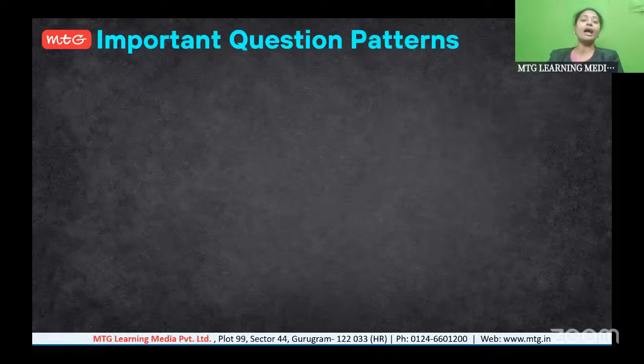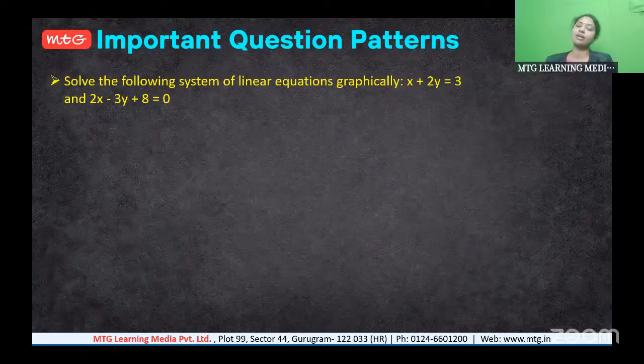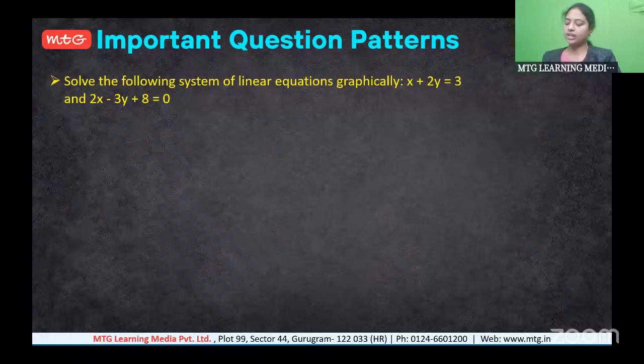So here we have another question. Let's see the weightage for this also. Here we have a graphical representation of this system of equations. Here I have two equations, which are x plus 2y equals 3 and 2x minus 3y plus 8 equals 0. I have to solve them graphically. So this is going to be a 5-mark question again. Let's see how we are going to solve it.